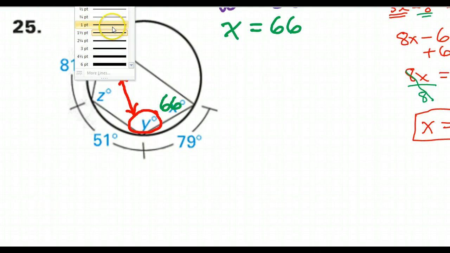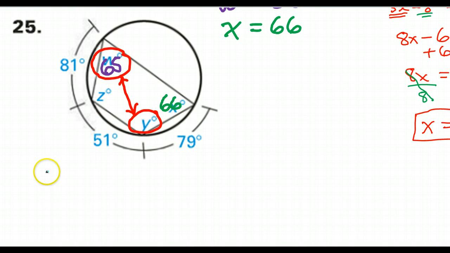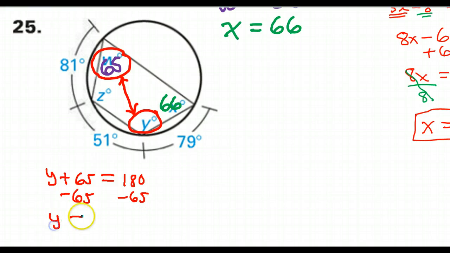So I'm going to tone this down a bit. Maybe one notch should do it. So if I do Y plus 65, then that should add up to 180 degrees. They got to be supplementary. So of course that just means I subtract 65 from both sides. And that should give me Y equal 115. Alright, great. So Y equals 115.